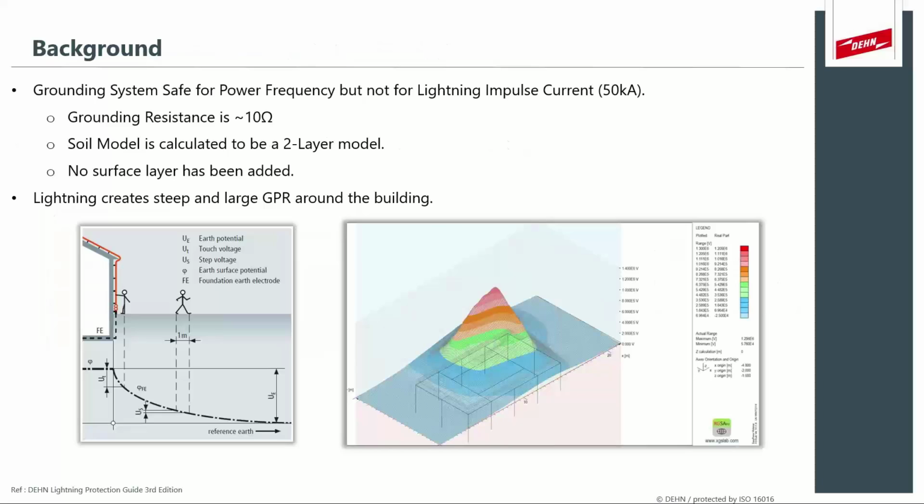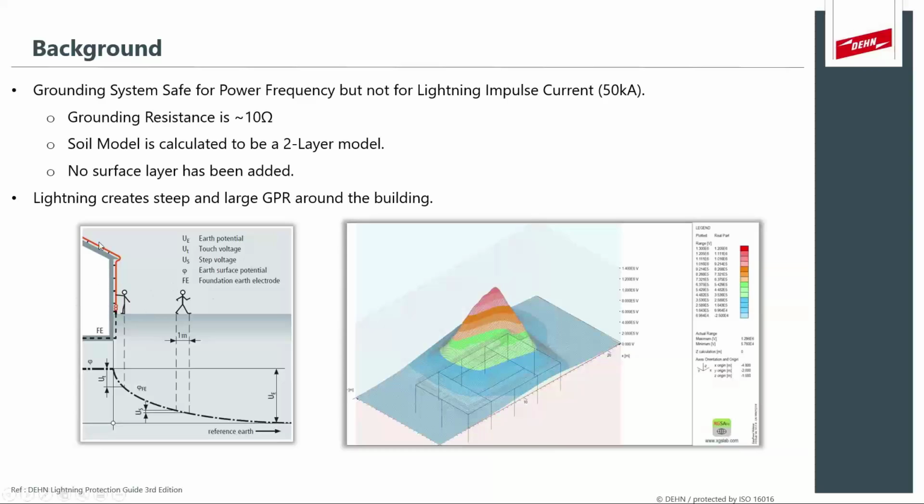Now, if we look at that same grid that we want to adjust, as I said, we're going to inject 50 kA of first negative lightning stroke, lightning current. The grounding resistance we calculated previously for this was around 10 ohms, which is also sort of the benchmark or the target we try to hit when we design for lightning protection systems. The soil model was calculated to be a two-layer model, as shown previously as well. And in this case, no surface covering layer has been added yet. So no substation gravel or any insulating material has been added yet.